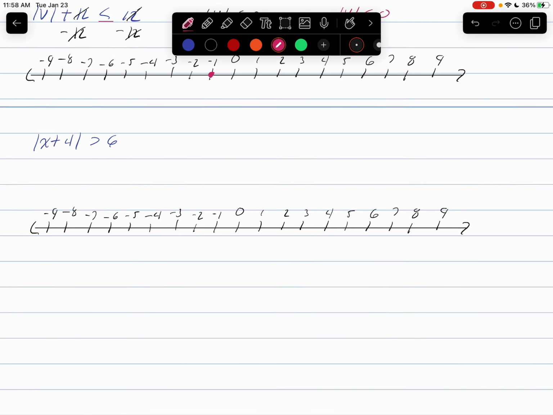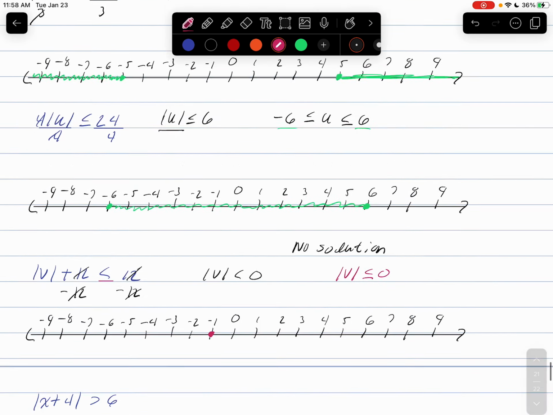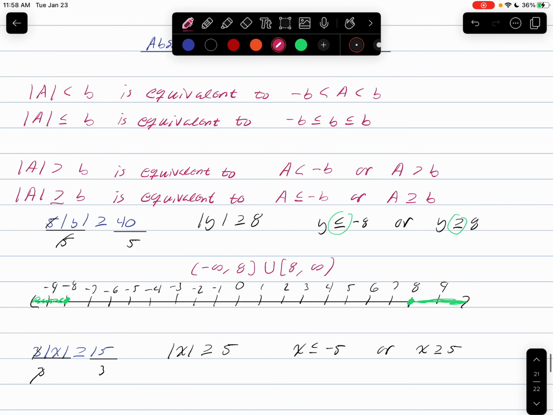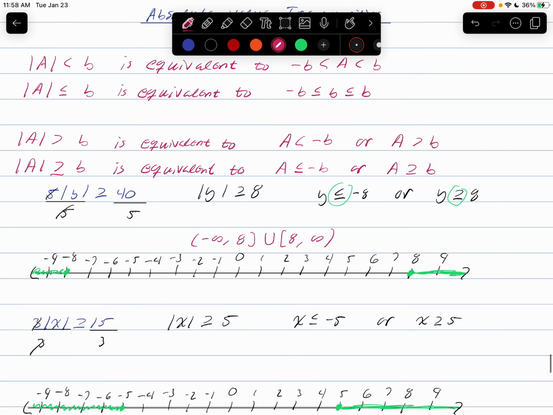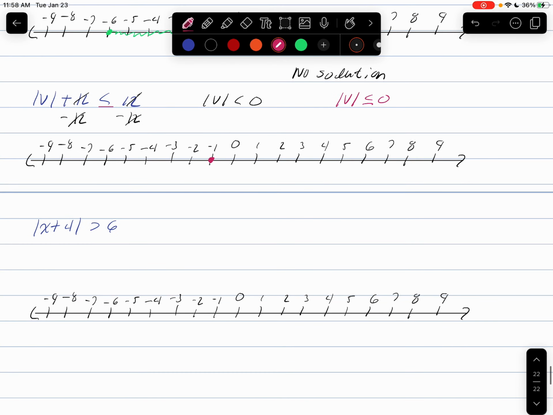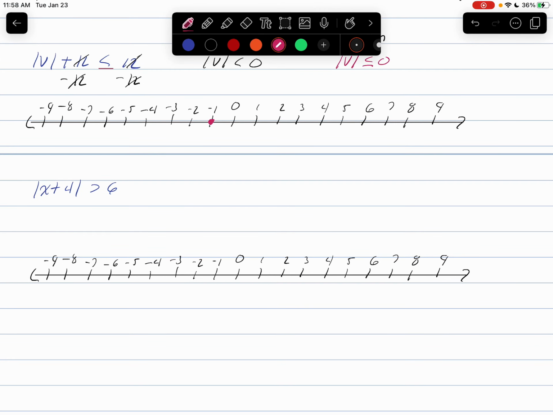Here we have the absolute value of x plus 4 is strictly greater than 6. Okay, so looking back up at our rules here, if we have the absolute value of some expression a being greater than b, we can write this as an or expression. We're looking for all values of x that would make the expression x plus 4 have a greater distance than 6 from 0.